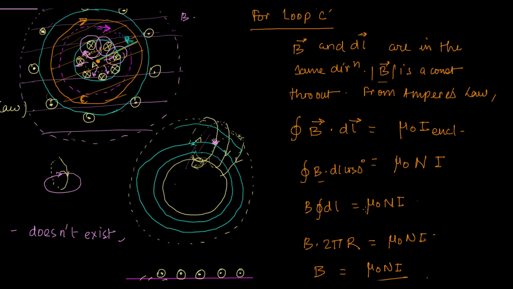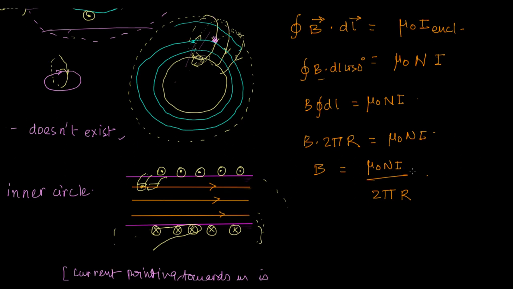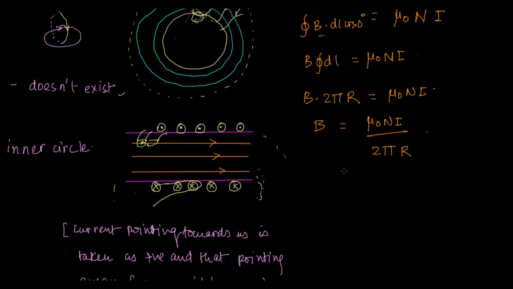Okay, so B is equal to mu naught N I by 2 pi r, and this whole thing, N upon 2 pi r, what is that? This is the number of turns per unit length, kind of thing, is it not? So you'll find this to be mu naught n I, right? So this is small n and capital I.